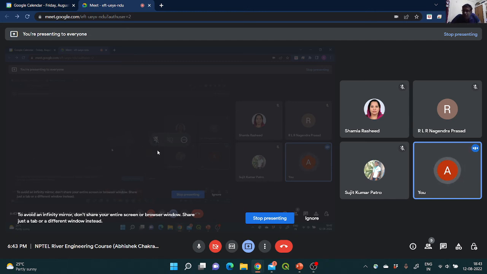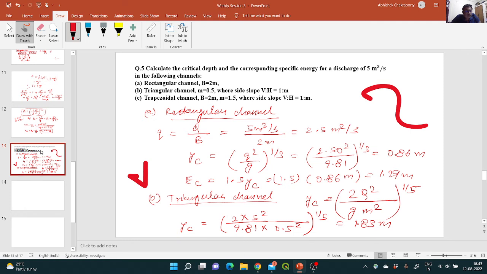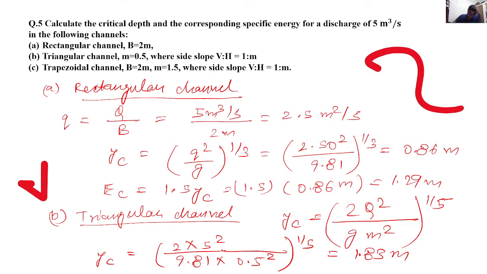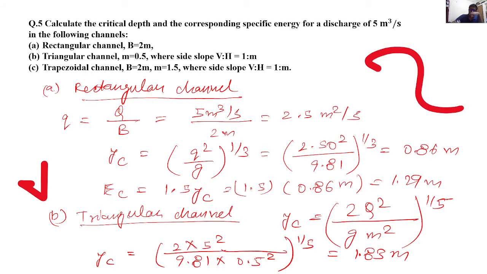Am I audible first of all? Yes, sir. So the pencil is not working. I mean, all of a sudden it deserted me. It betrayed me in between. I will just explain it orally. Then, in that case, what else can we do?